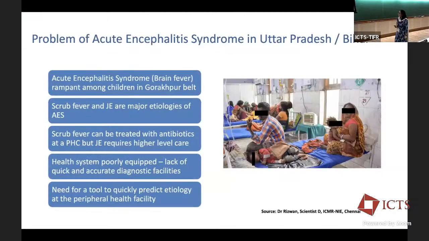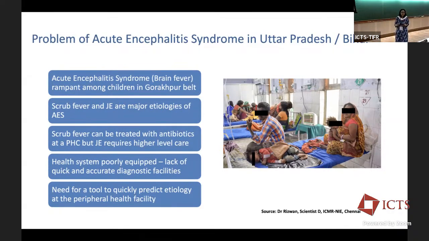So another example, and this is from Dr. Rizwan's work, and he will answer your questions in the end if you have any, because I don't understand. The problem I can explain to you. There are certain pockets in India where we have what we call acute encephalitis syndrome, where children die due to brain fever. It's a very serious problem. It's been reported in many pockets in Uttar Pradesh, Bihar, and so on.